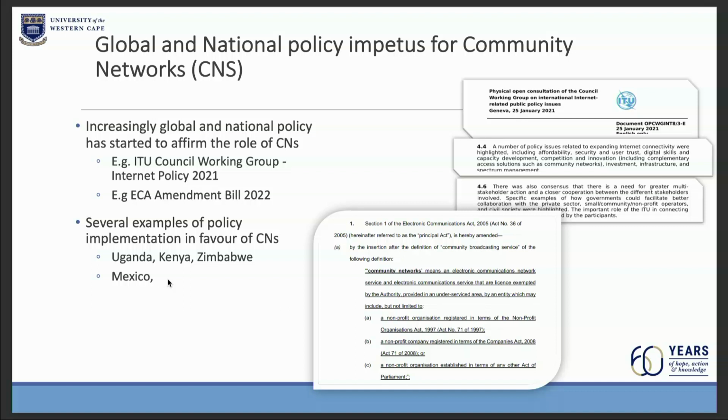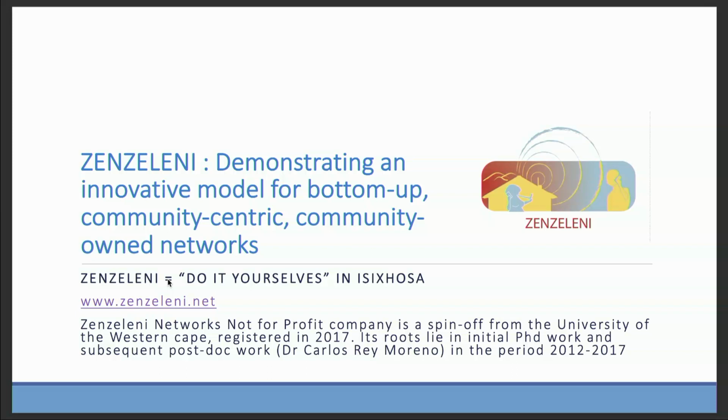We've been, as Zenzeleni, advocating for policy shift for many, many years and at every opportunity. And last year was the first indication of this, with a definition and other types of amendments proposed in the bill. As you can see, I've just copied out the part about providing for a definition for community networks in the amendment proposed for the bill. And there are several examples of policy implementation in favor of community networks around Africa, Uganda, Kenya, Zimbabwe, to name a few, elsewhere in the world, such as Mexico, in the UK even, formal shifts and realization of needing to do things differently in some parts of the country.